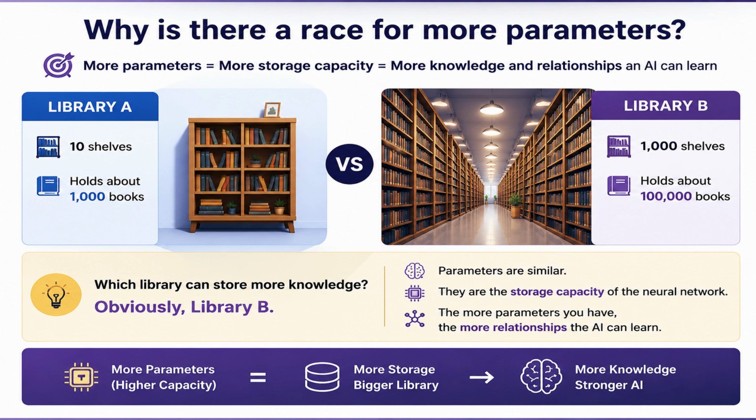So now imagine you're building a library. This is library A, with somewhere around 10 shelves, and it holds around 1000 books. Now library B has 1000 shelves, and it can hold around 100,000 books. Which library can store more knowledge? The answer is very obvious: library B. Parameters are very similar in nature. They are the storage capacity of the neural network. The more parameters you have, the more relationships the AI can learn.